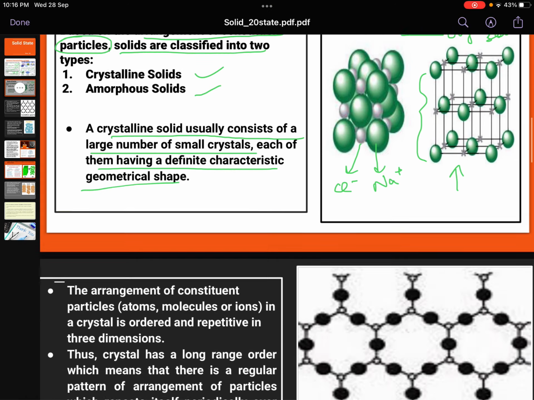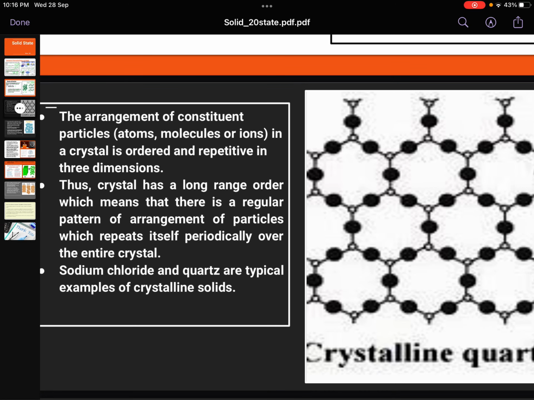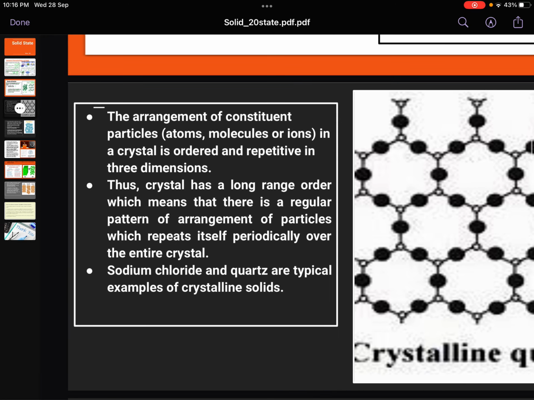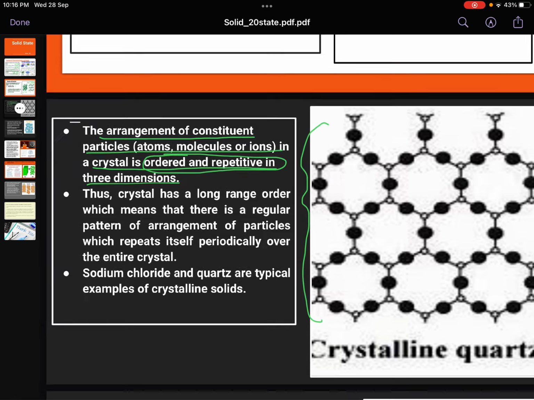Moving to our next slide, the arrangement of constituent particles in a crystal. The arrangement of constituent particles in a crystal is ordered and repetitive in 3 dimensions. Okay, there is a particular arrangement, or we can say there is a particular order which is repeating itself in the 3 dimensions. Look at this diagram. This is representing our crystalline quartz.